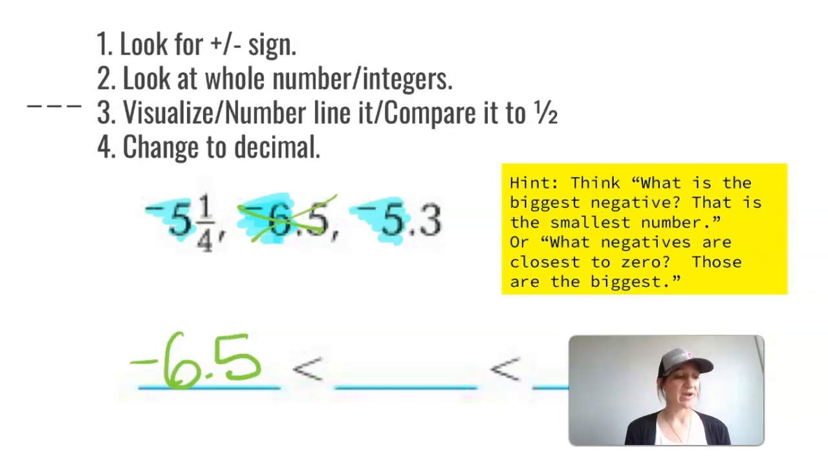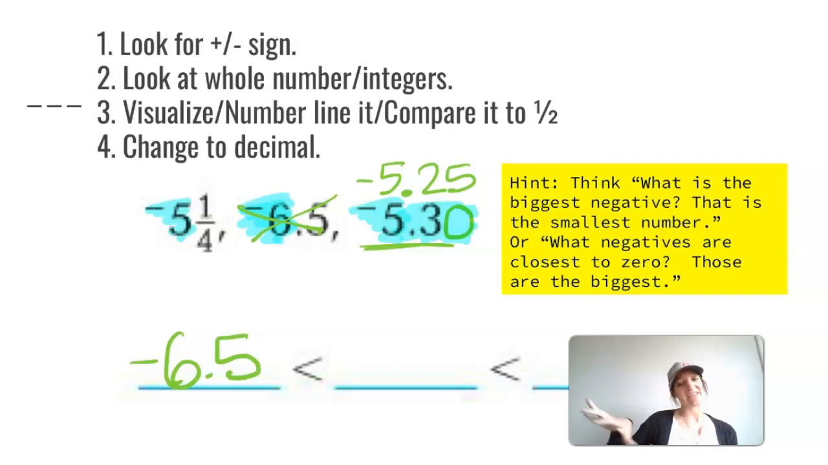Now I need to compare a -5 1/4 and a -5.3. They're both less than half, so I'm going to go straight to turning it into a decimal. And I know that 1/4 is 0.2500. If I want, I can add a 0 there to compare 25 to 30. And I've got to remind myself I'm looking for the biggest negative to make sure that that is the least number.